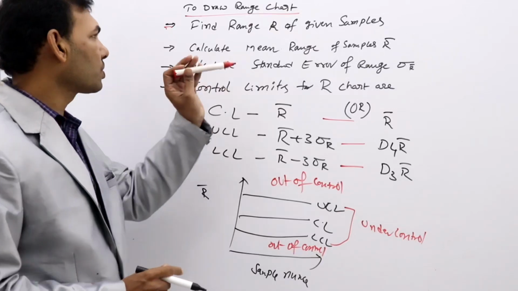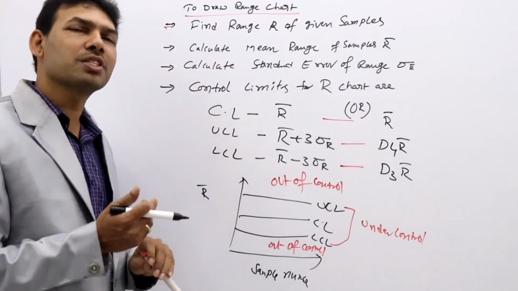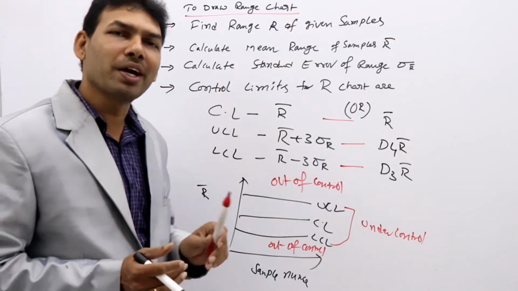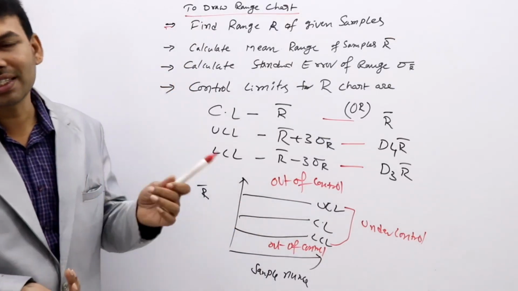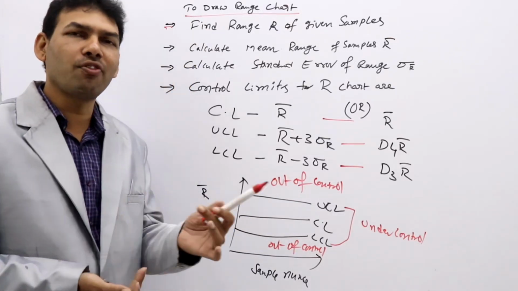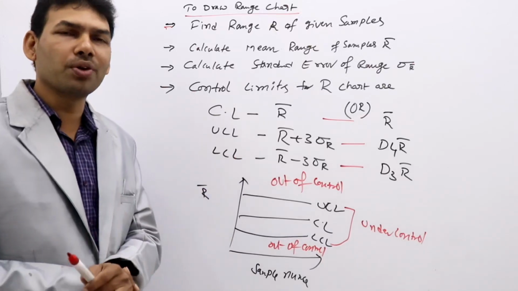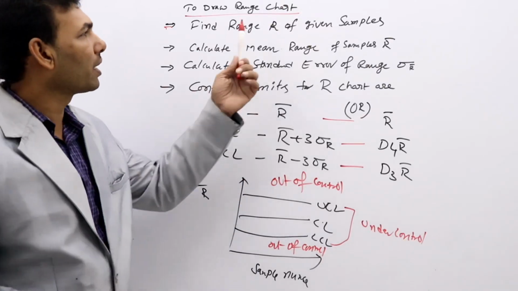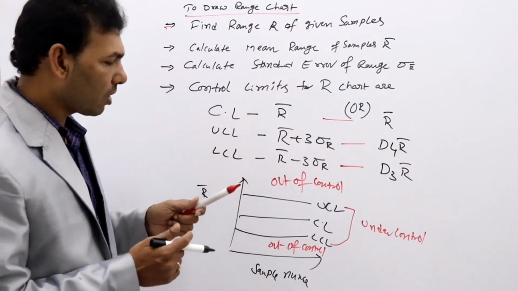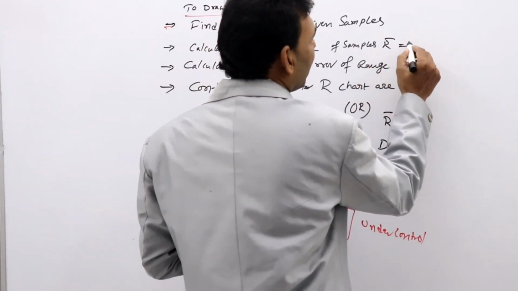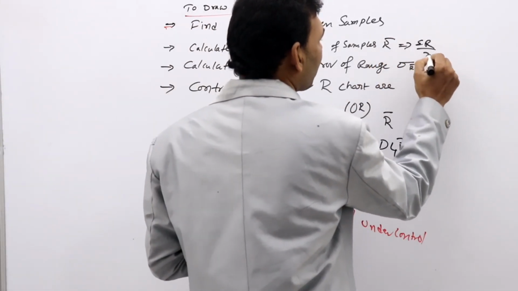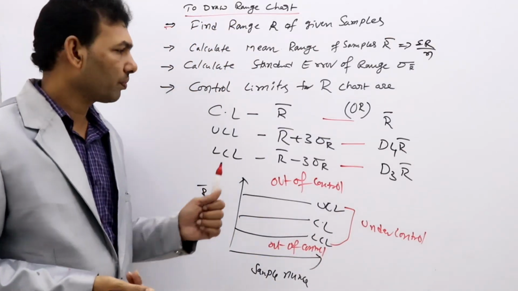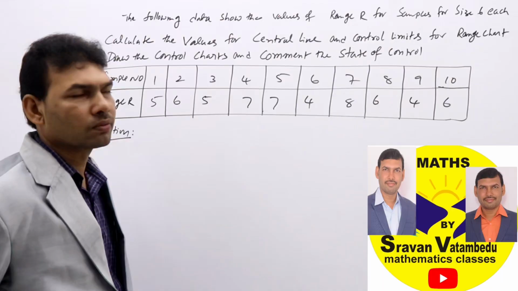When range values are given or when samples are given, we can find range. Range means highest value minus smallest value. If the size of the sample is 5, you have 5 values; in that, find out the highest and the smallest value. Subtract them, you will get range. R bar is sigma R by n. Okay. Any doubts you may ask.